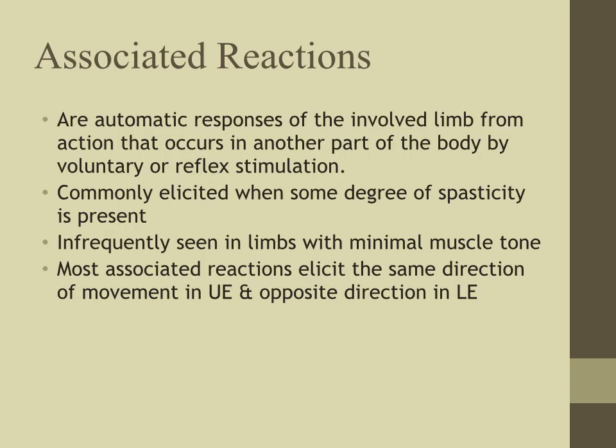There are associated reactions that go with these reflexes, and they are automatic responses of the involved limb from action that occurs in another part of the body by voluntary or reflex stimulation. It's commonly elicited when some degree of spasticity is present, which is normally in the third stage, and it's infrequently seen in limbs with minimal muscle tone. Most associated reactions elicit the same direction of movement in the upper extremity and the opposite direction in the lower extremity.